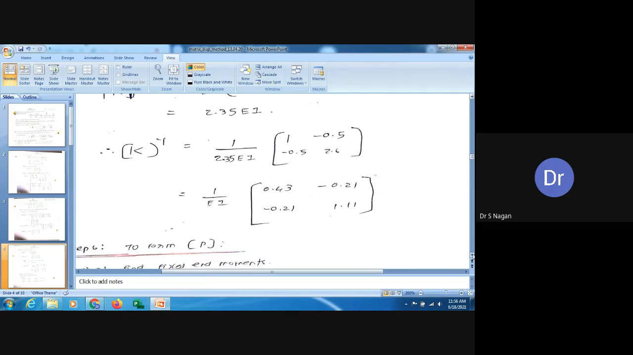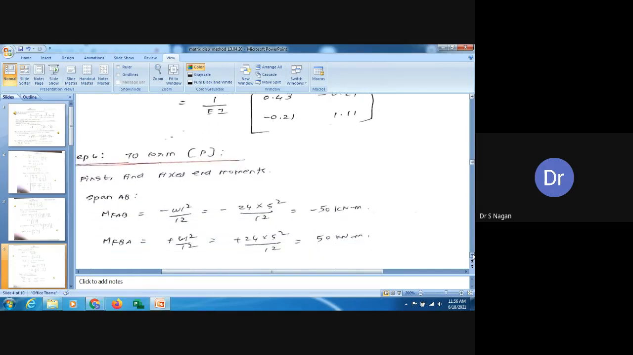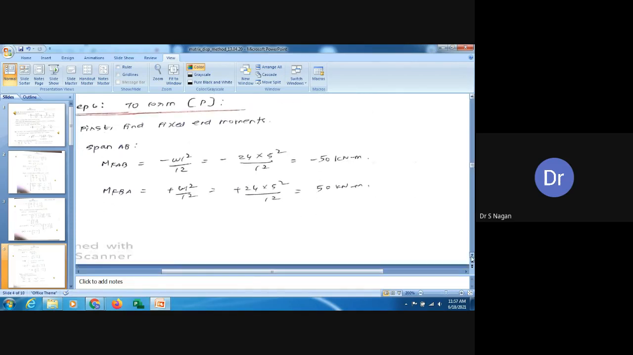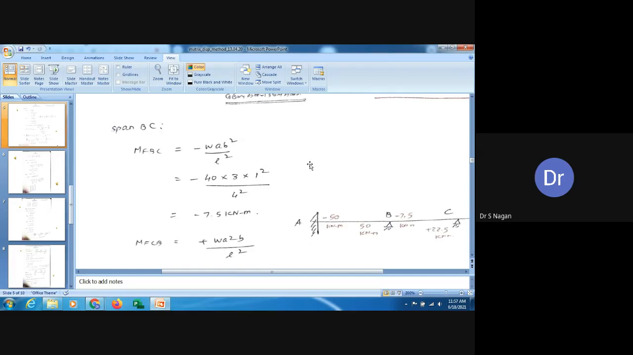Now to form the P matrix, we will have some change in the formation of matrix P. To form matrix P, first we need to find the fixed end moments. Span AB is subjected to UDL, therefore M of AB equal to minus WL squared by 12, and M of BA equal to plus WL squared by 12. WL is available, so you can find the fixed end moments. Then in span BC, you have a non-central point load. So calculate the M of BC values. As I told you, we mark the fixed end moments like this: minus 50 at A, plus 50 at B, minus 7.5 at B, plus 22.5 at C.